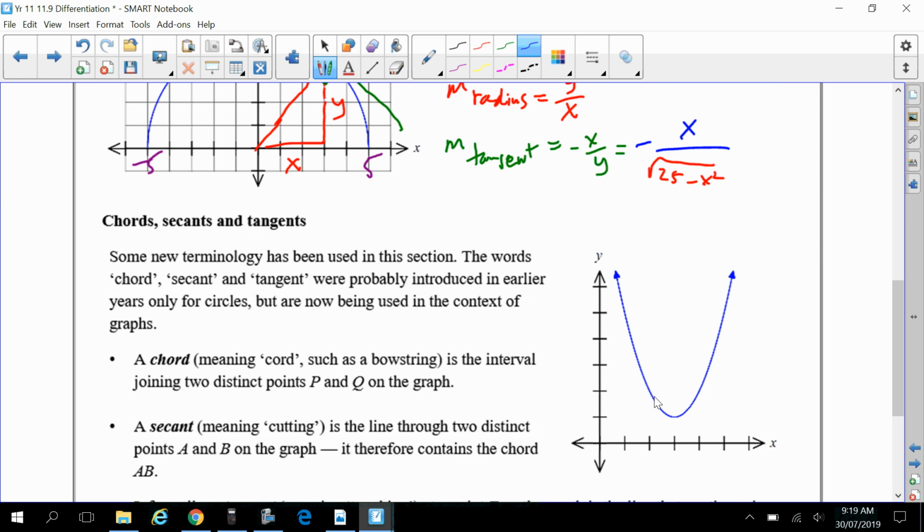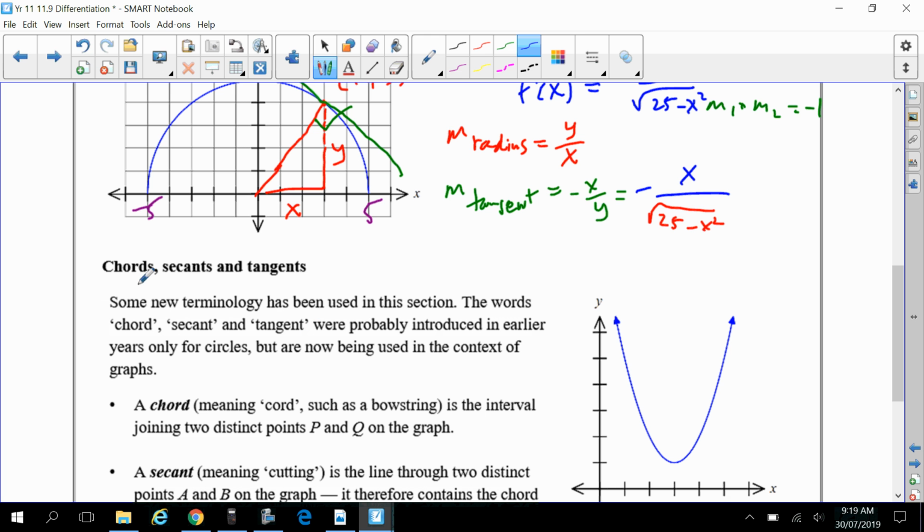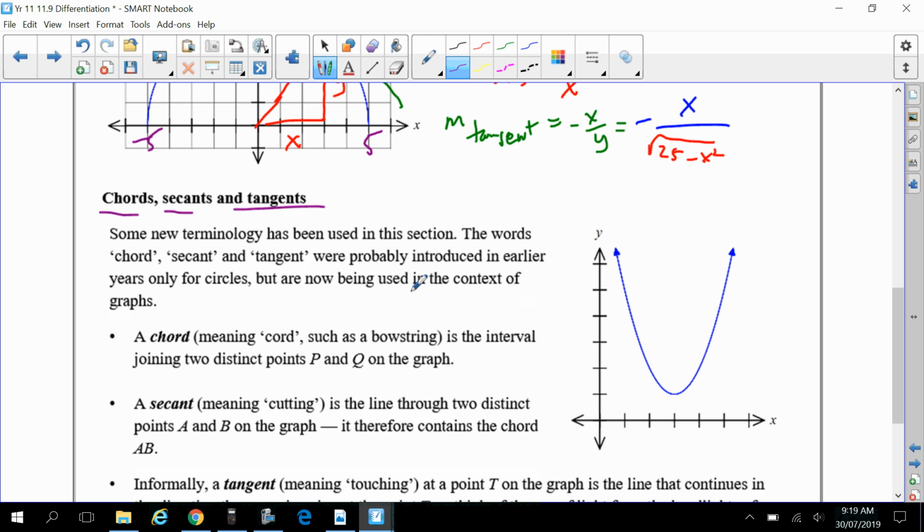Now, before I stop this presentation, please have a look again at some words. Please read the fine print. Chord, secant, tangent. Some new terminology has been used in this section. The words chord, secant, tangent were probably introduced in early years only for circles, but now are being used in the context of graphs or curves, and they mean the same thing, I think. Chord, such as a bowstring, is the interval joining two distinct points P and Q on the graph. So for example, that's P, that's Q, that's the chord.